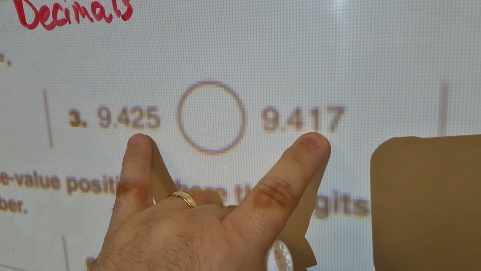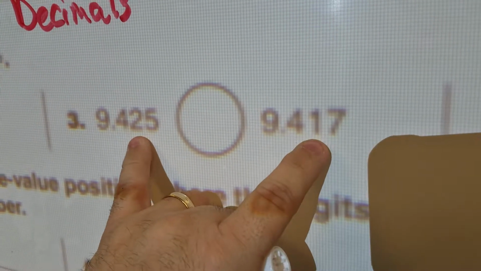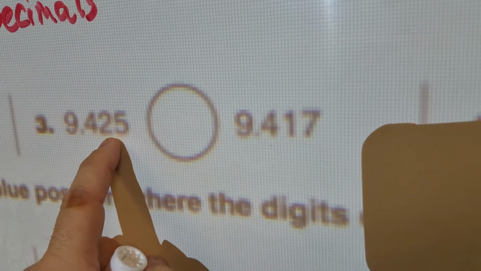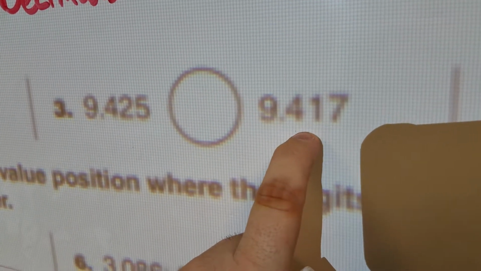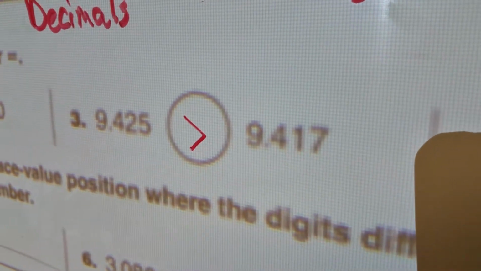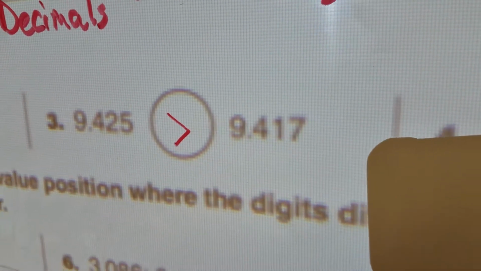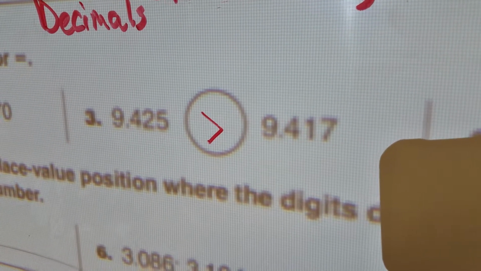This one has a 2. This one has a 1. So we have 2 hundredths versus 1 hundredth. Well, 2 is bigger than 1. So that means that 9 and 425 thousandths is greater than 9 and 417 thousandths.